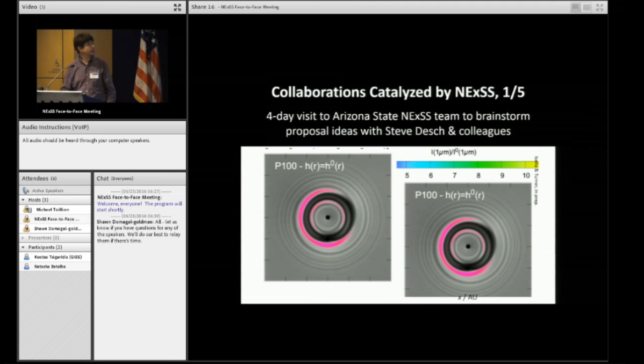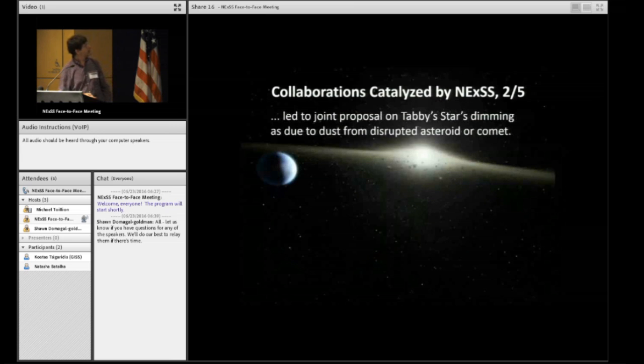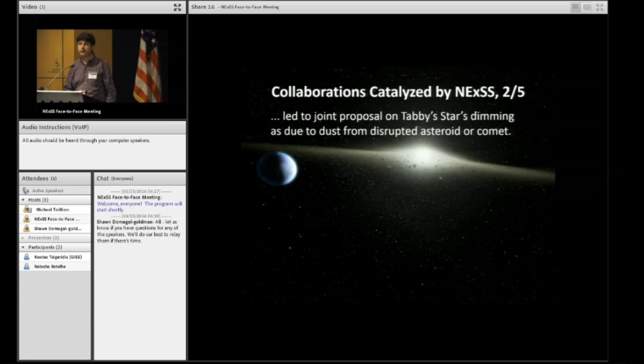And one of the things that came out of that is, so there is a movie here. I took a chance, but it doesn't matter too much. We discussed ideas for how to make the dimmings in Tabby's star. In particular, several of the dimmings have a slow ingress. So the dimming begins slowly and then gets stronger.